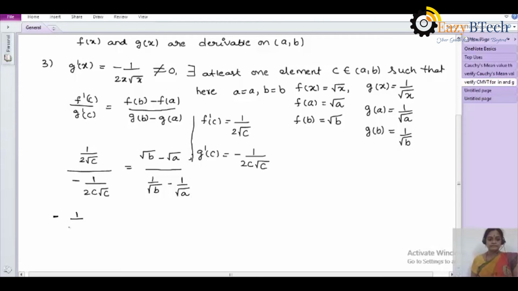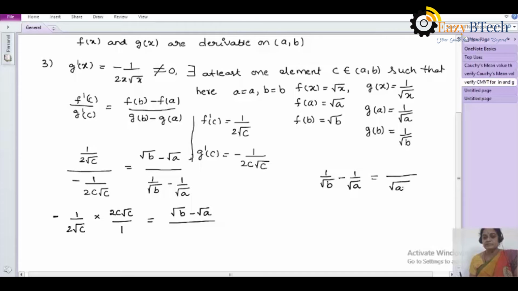Minus 1 by 2 root c, and doing the reciprocal, 2c root c by 1 by root b minus 1 by root a. So now I am writing the denominator simplification here, 1 by root b minus 1 by root a. So the LCM, that means root of AB, then root a minus root b is the simplification. So I am writing here root a minus root b by root of AB. Now here 2 will be cancelled, and again root c also will be cancelled.